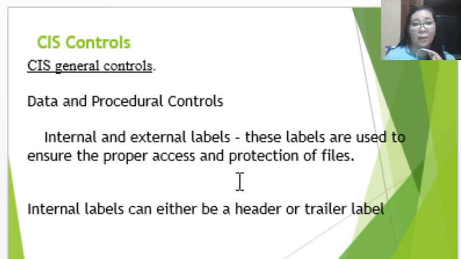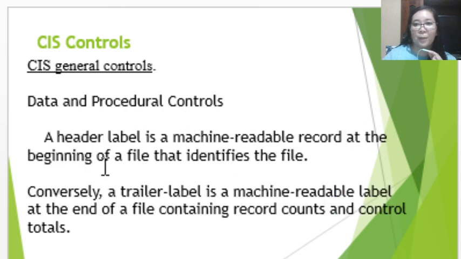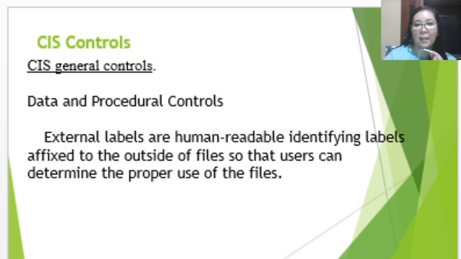Okay, internal labels. This can either be a header or a trailer label, okay, to determine what type of data it is and how important it is and how it is used. So a header label is a machine readable record at the beginning of the file, which identifies the file, while the trailer label is a machine readable label also at the end of the file containing record counts and control totals, okay, for security purposes.